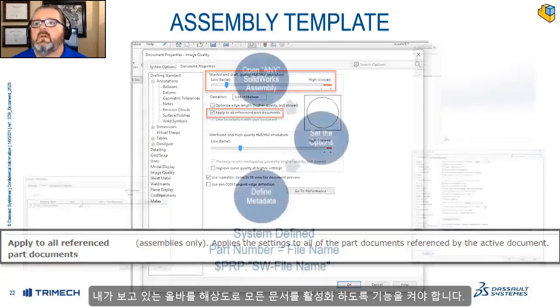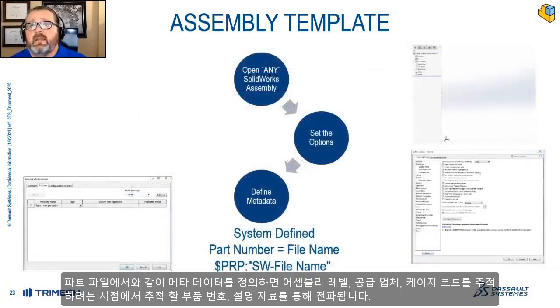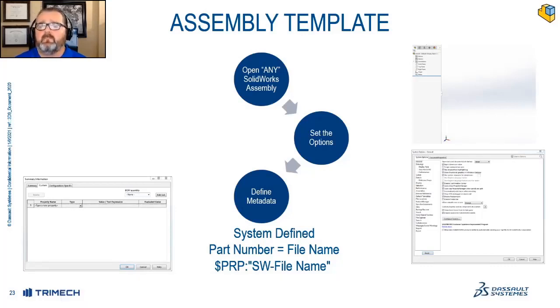Moving on. Define the metadata, right? Like in the part file, this will propagate through part number, description, material, whatever you're tracking at that point. You may want to have it tracked here at the assembly level: vendor, cage code, manufactured, purchased.